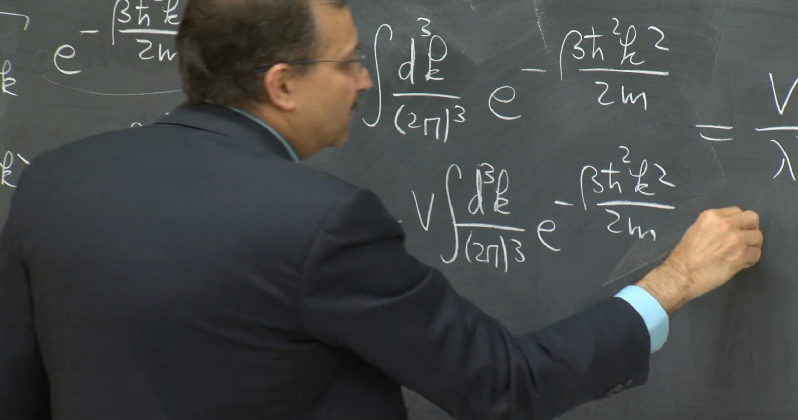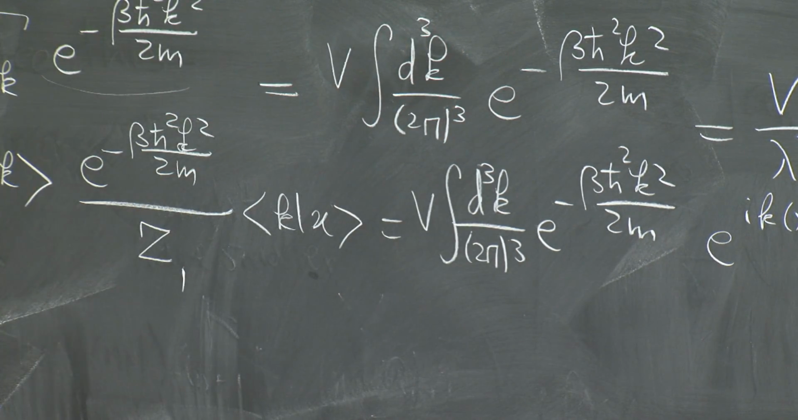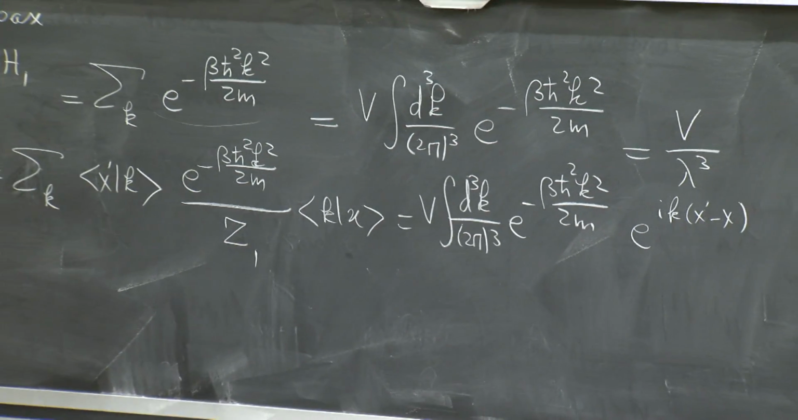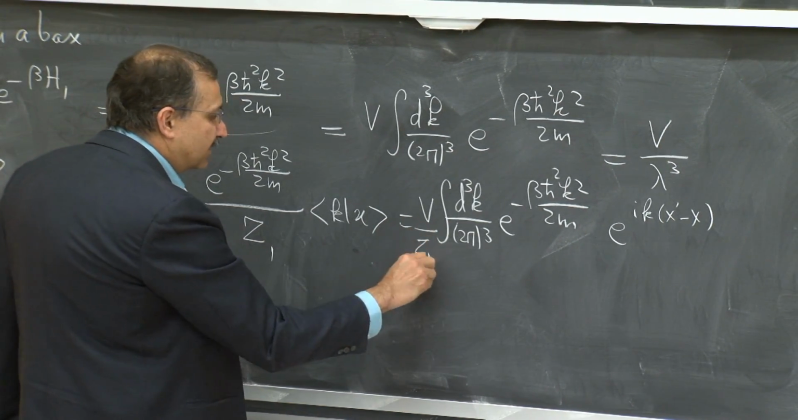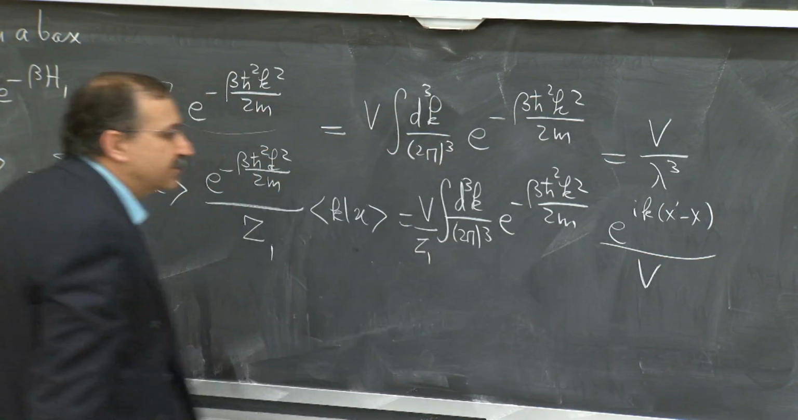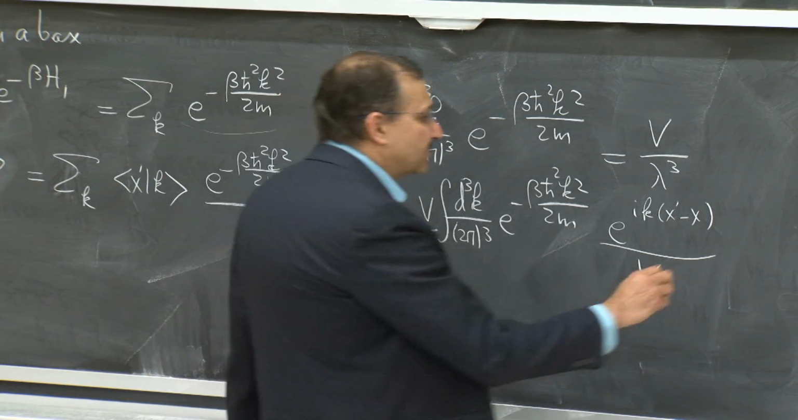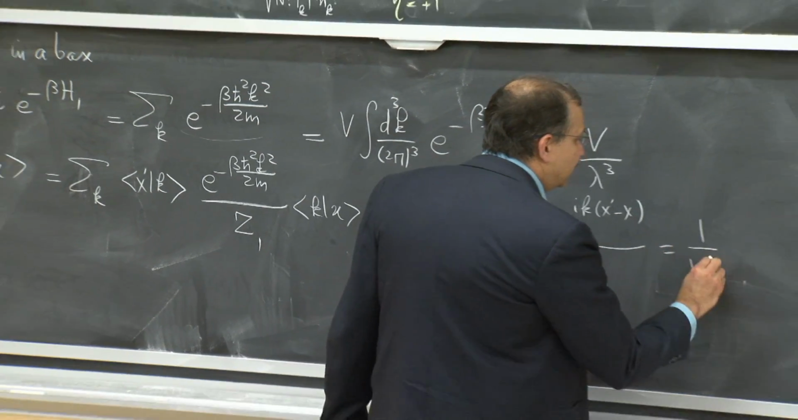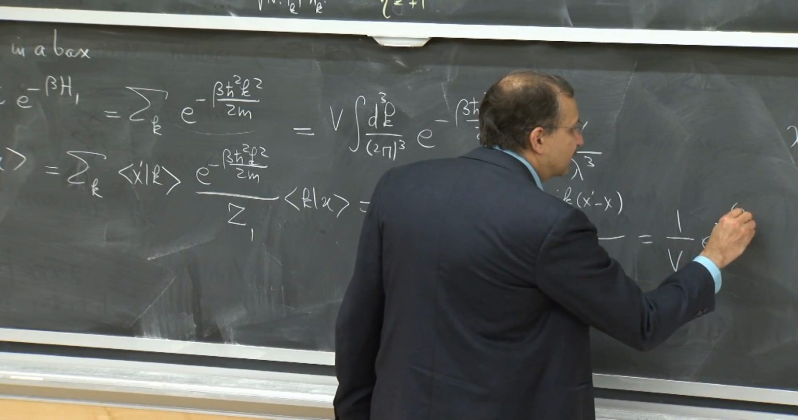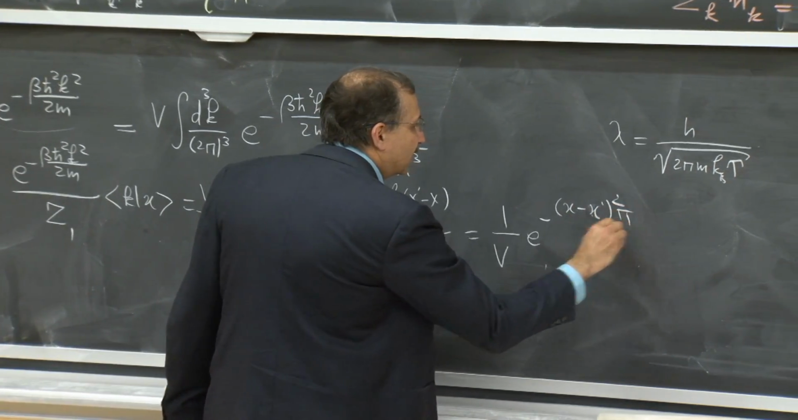ik dot (x prime minus x). Completing the square, actually I had to divide by Z1. There's a factor of 1 over V from the normalization of these things. The two V's here cancel, but Z1 is proportional to V. The lambda cubes cancel, and so what we have is 1 over V e to the minus pi (x prime minus x) squared over lambda squared.